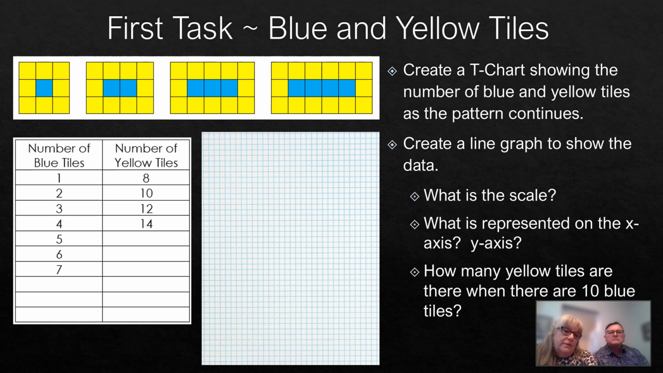You might want to get out some blue and yellow color tiles and create the patterns that you see on the screen. Then create a T-chart that shows the number of blue and yellow tiles as you increase that pattern. Create a line graph to show the data. What's the scale? What are you going to represent on the X and Y axis? And how many yellow tiles are there when there are 10 blue tiles? See you back in a few minutes.